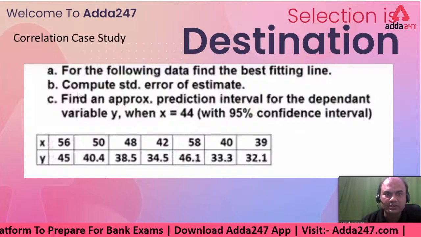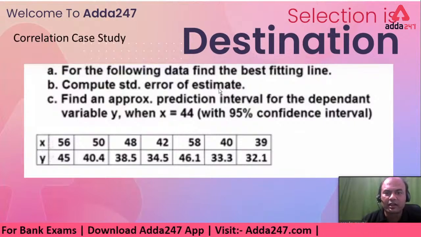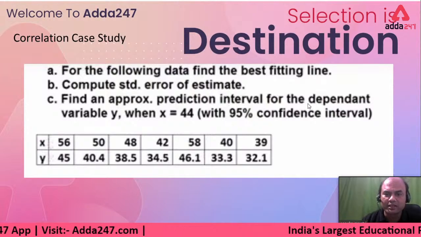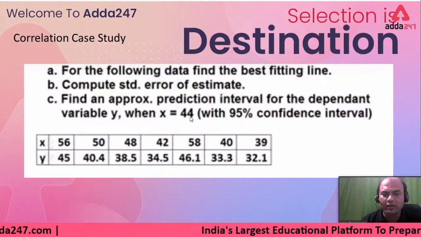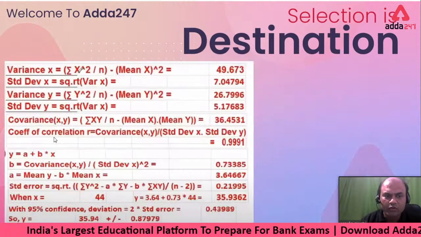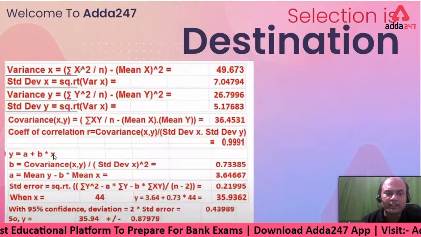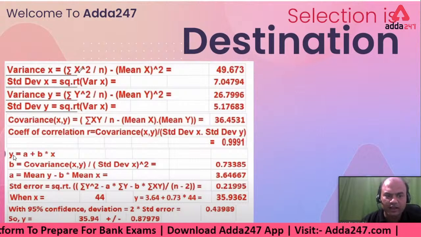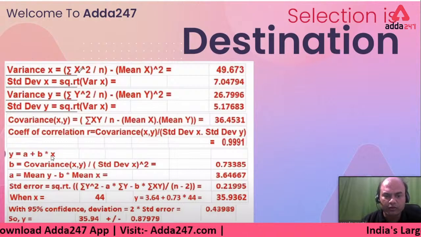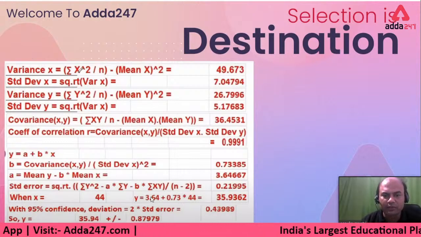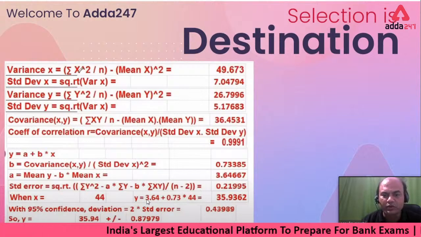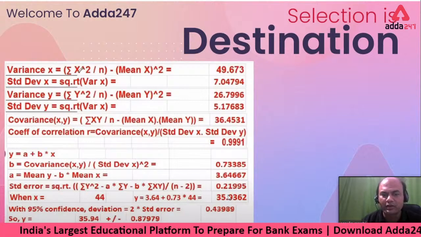What was the question next? Compute the standard error of estimate. So that is done. Find the approximate prediction interval for the dependent variable y when x equals 44. Now, once I get this line, what I have to do is just put x equals 44 in this line, and then I'll get y. So x equals 44, y equals what? A is 3.64 plus b is 0.73 into x is 44. I'll input this value and I'll get y.